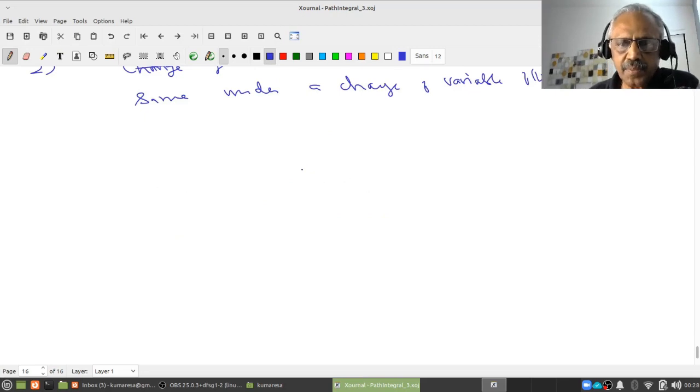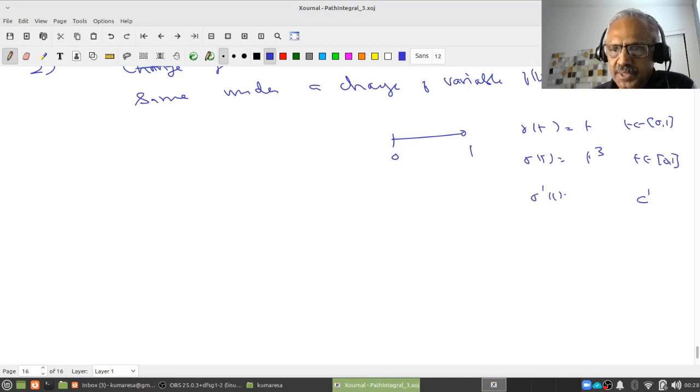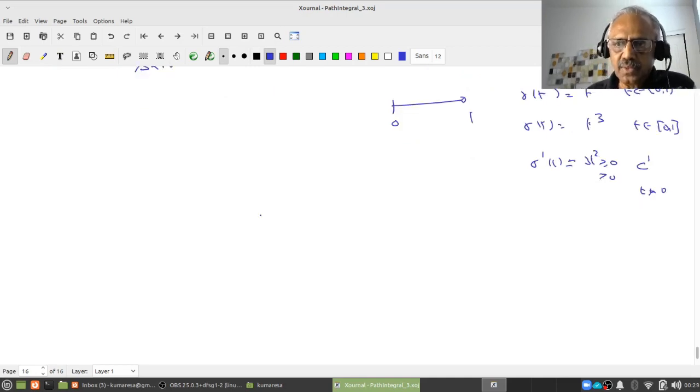See, gamma is a path, right? Let's look at a very simple example, 0 to 1. Gamma of t equals t, with t running from 0 to 1. Now I can also define sigma of t equals t cubed, t running from 0 to 1. Notice that this is also C1. And what is sigma 0? 0. Sigma 1 is 1, and sigma prime is 3t squared, which is always greater than or equal to 0. It's actually greater than 0 if t is not equal to 0. You follow that?